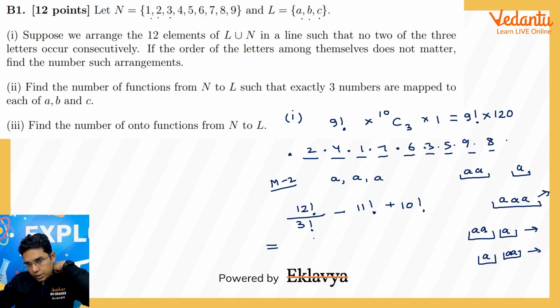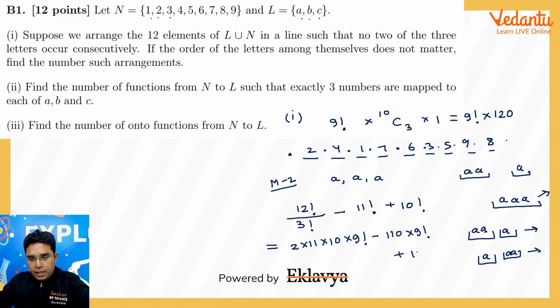12 factorial upon 6, I can write as 2 into 11 into 10 into 9 factorial. 11 factorial I can write as 110 into 9 factorial, plus 10 into 9 factorial. So if you check, this will be 220 minus 110 plus 10. So 120 into 9 factorial is the answer from this way also. In fact, you can write this as 12 into 10 factorial.